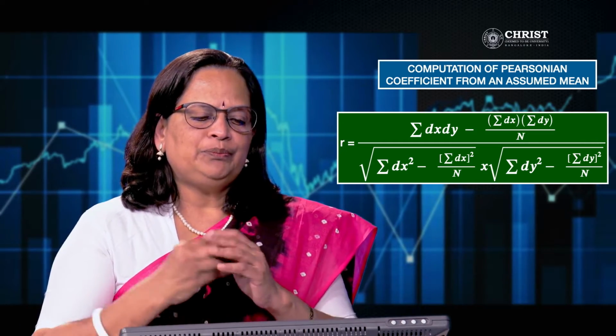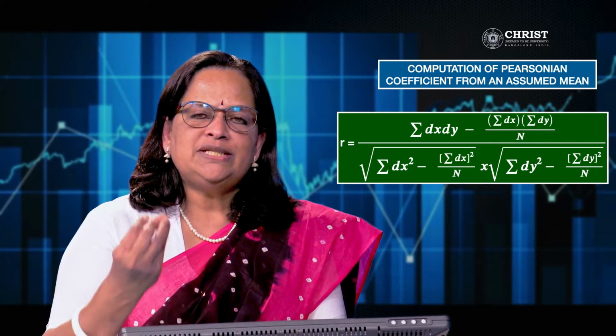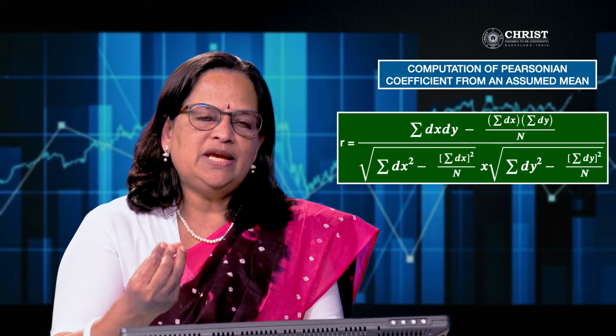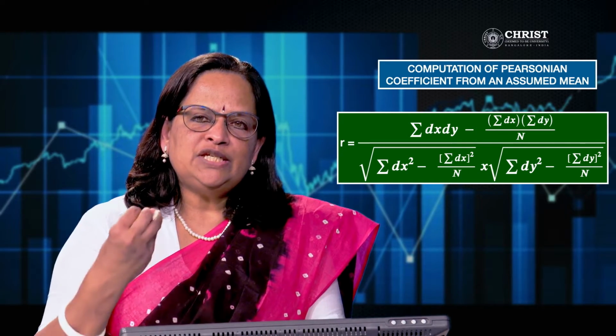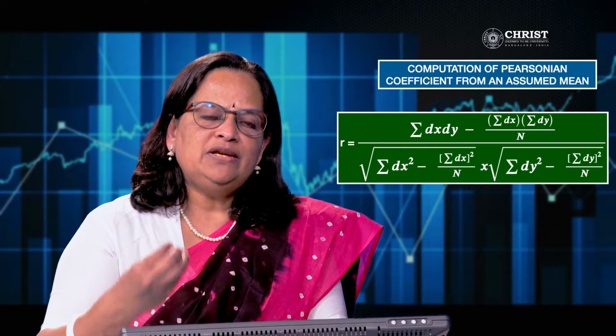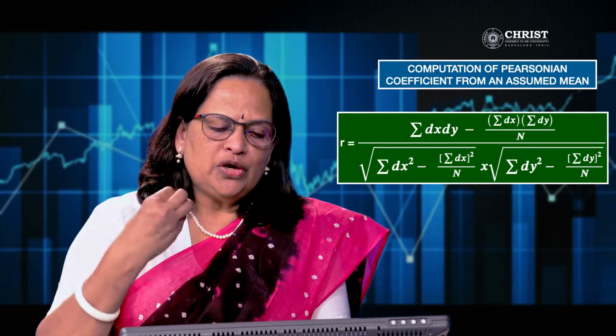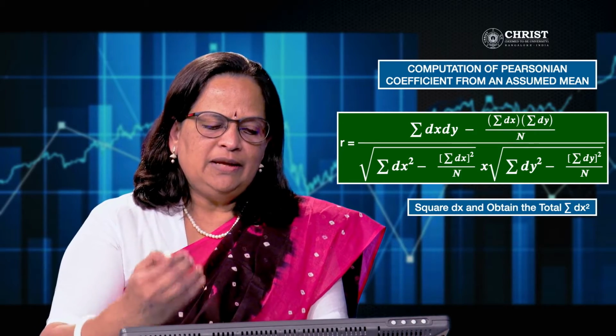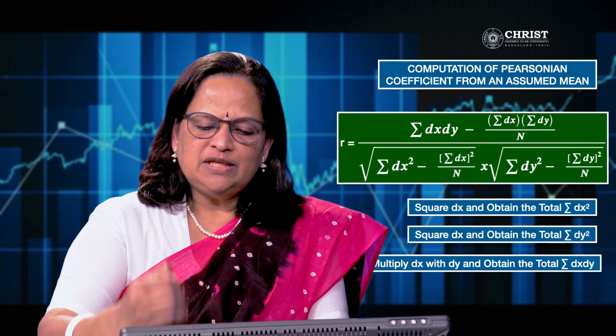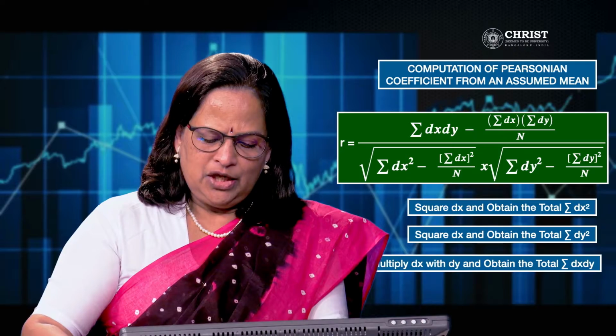So take deviations of x series from an assumed mean and denote it as dx. That is the deviations, dx. So you will remember that. Similarly, take deviations of y series from an assumed mean and denote the deviations as dy. Now square dx and obtain the total sigma dx squared. Similarly, square deviations and obtain sigma dy squared. Multiply dx with dy and obtain sigma dx dy and apply the equation.